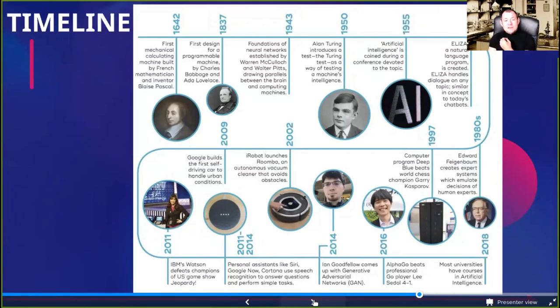But the point is, AI has been around now for quite a few years. Computers have been around for over a century. Actually, the first mechanical calculating machine was built by a French mathematician called Blaise Pascal back in 1642. This was the first calculator. The first mechanical computer was designed by Charles Babbage, and the programming was put together by Ada Lovelace. This is back in the 19th century.